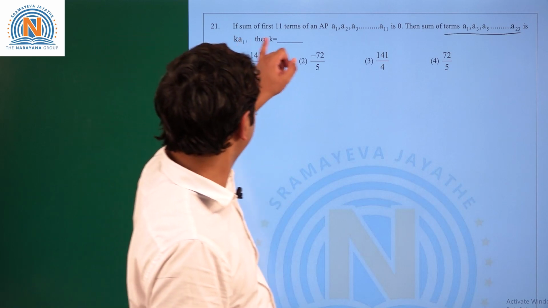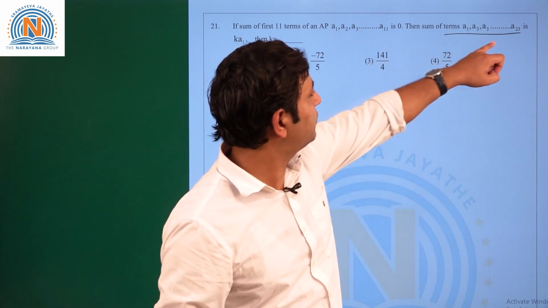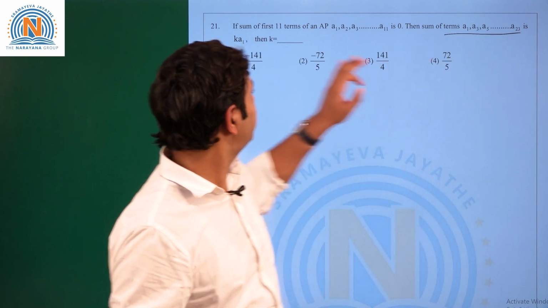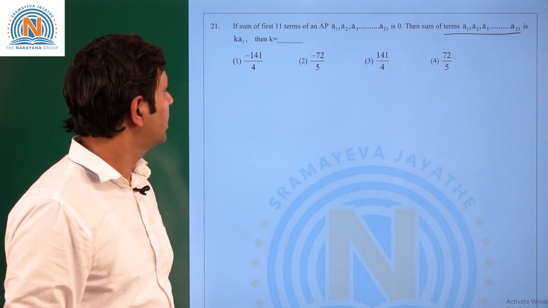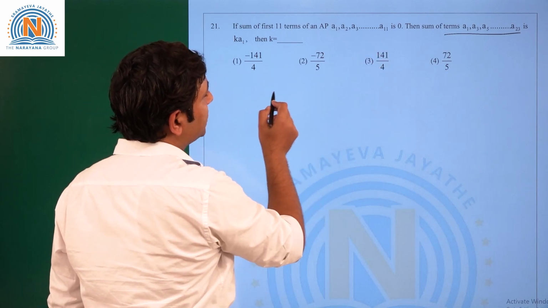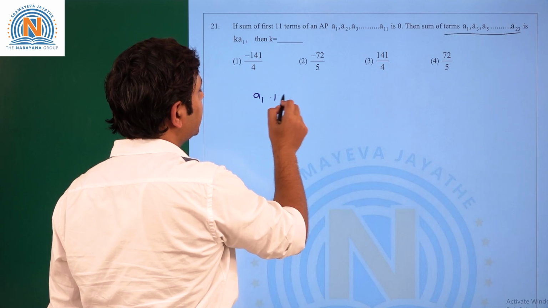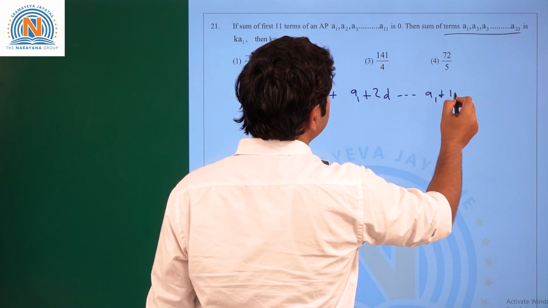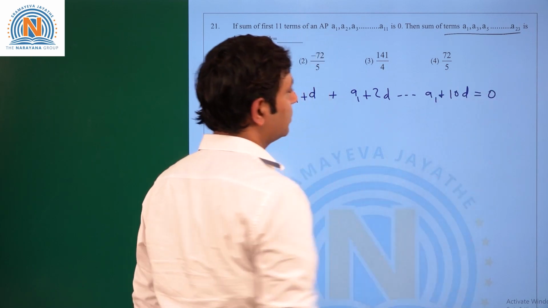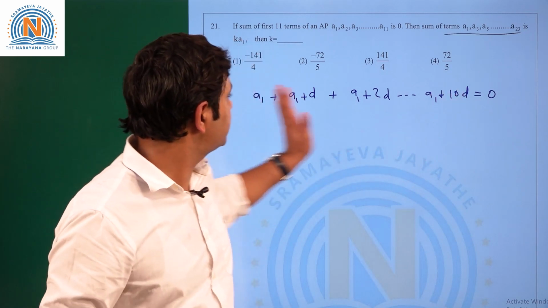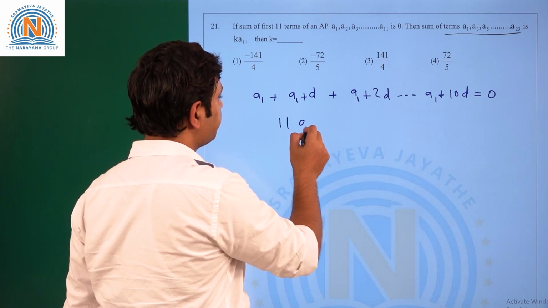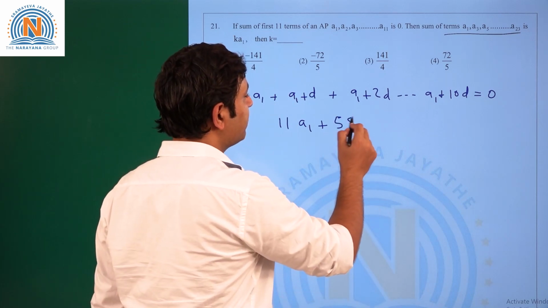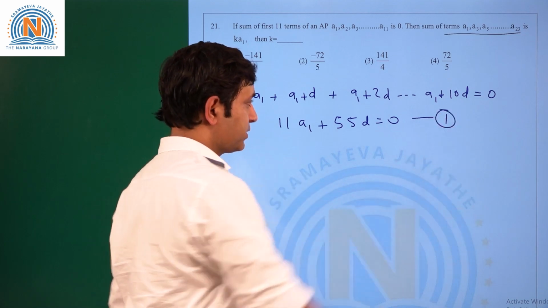Now, in this question, we have been given the sum of 11 terms of an AP is 0, and the sum of this term is in the form of A1. We have to find K. We have to find the sum of these terms in terms of K times A1. Let's do that using this. A1 plus A2 plus A3 we'll write as A1 plus A1 plus D plus A1 plus 2D, up to A1 plus 10D, which is given as 0. This means 11 terms, 11 A1 plus the sum of the first 10 natural numbers, which is 55, so 55D is 0. We have the first expression. Let's call it the first expression.